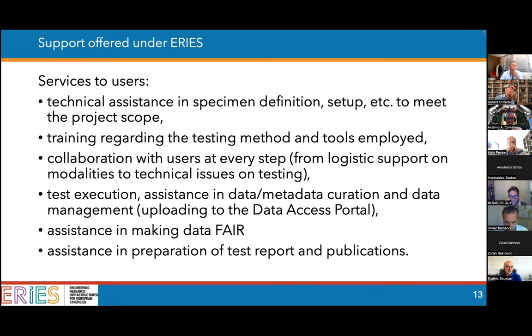It also includes the test execution, assistance in data and metadata curation, and data management, uploading the data to the data access portal, which is a requirement for this project. Assistance also in making the data FAIR: findable, accessible, interoperable, and reusable. And also assistance in preparation of a test report and publication. So it covers the full spectrum of collaboration with the test teams, and we're available for discussing the different projects with the teams and offering our assistance.